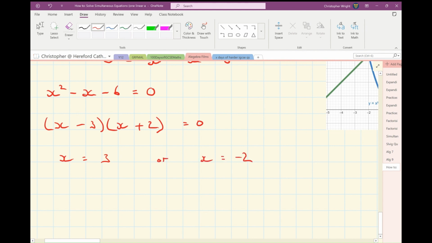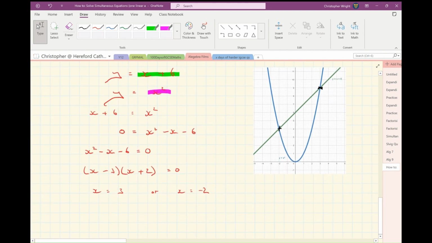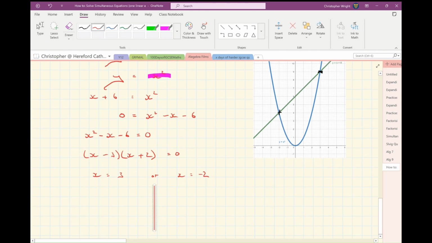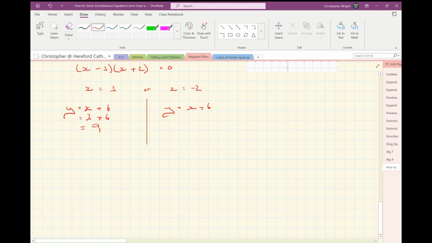Now, each of those values for x is going to give me a different answer for y. How am I going to find that answer for y? Well, I'm simply going to use one of the equations that I've got up here. I'll use the first one, y equals x plus 6. So if y equals x plus 6, when x is 3, y will be 3 plus 6, so y will be 9. And if y equals x plus 6, then when x is minus 2, y will be minus 2 plus 6, y will be 4.